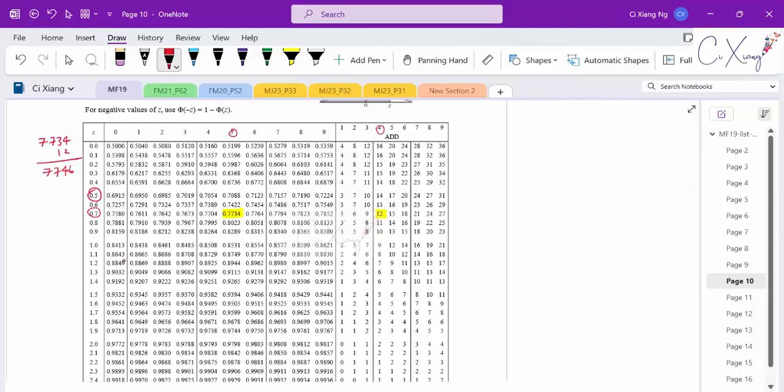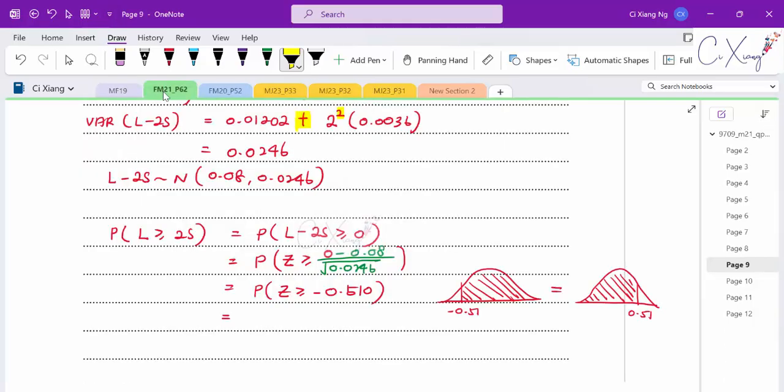So by right, this is my answer, 0.695. I write it as 0.695. This answer is already correct to 3 significant figures. Alright, so this is how we answer question number 5.